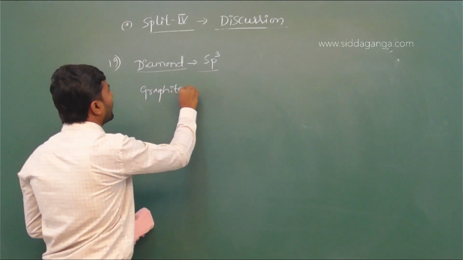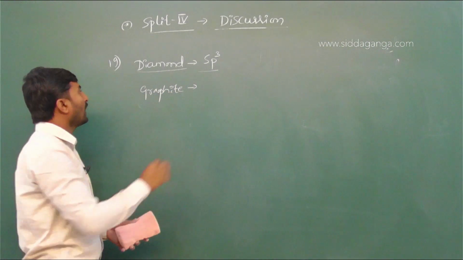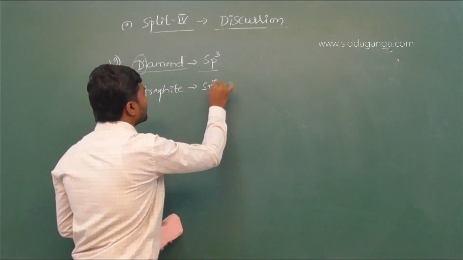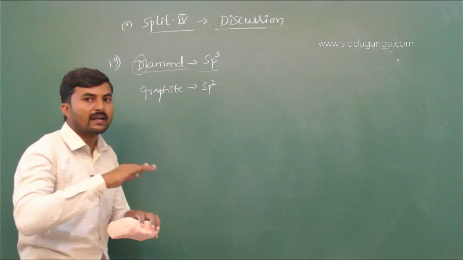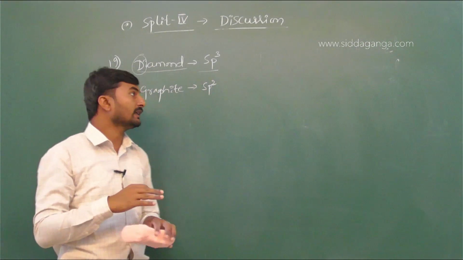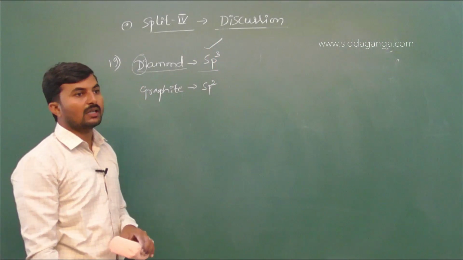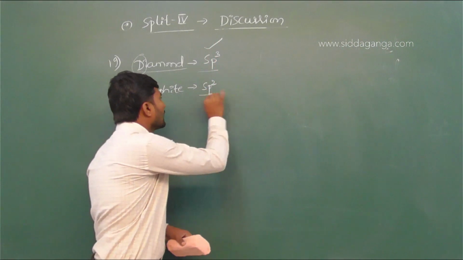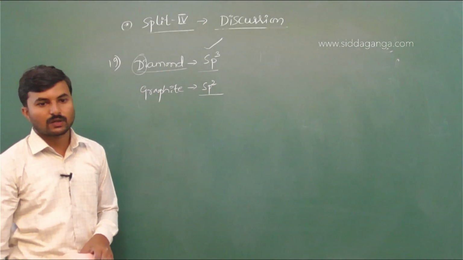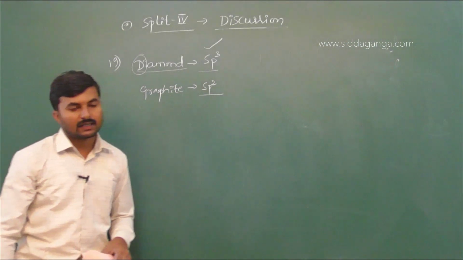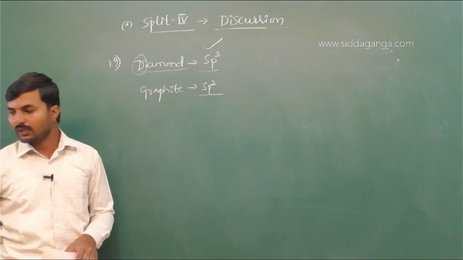It is not as hard as diamond because it has sp2 hybridization, with a layered structure in graphite. So the hybridization of diamond is sp3, followed by the hybridization of graphite, which is sp2. So the correct option is option 3, that is sp2 followed by sp3.